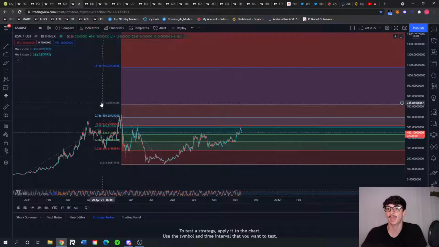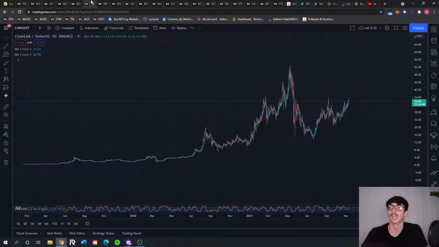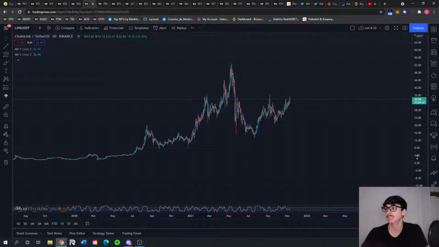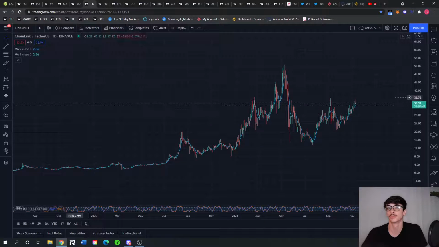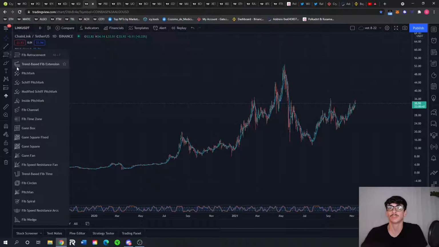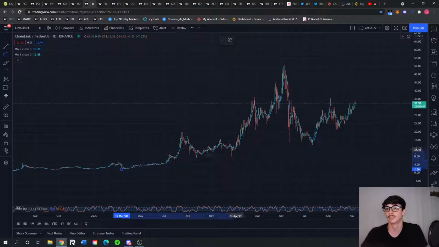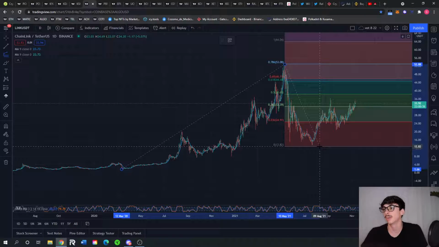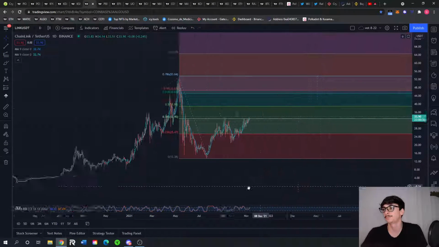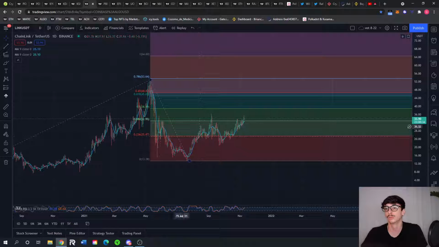But again, that's kind of how I would read into a chart. And I can do it one more time just real quick on Chainlink, so you guys get a little bit more comfortable with that. So again, I'm going to start with the trend based here. I like this bottom here. I like this top here. I like this bottom here. Very simple. We see it broke through this 0.38 zone right here, and it's retested the bottom level here.